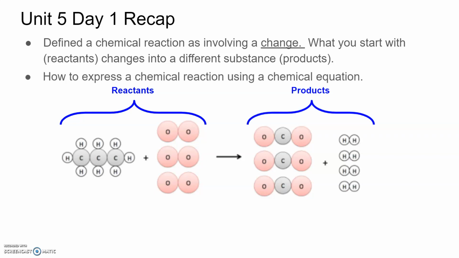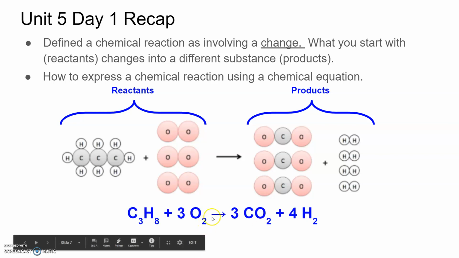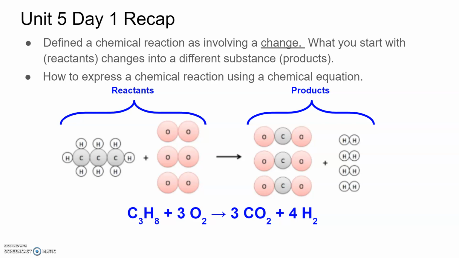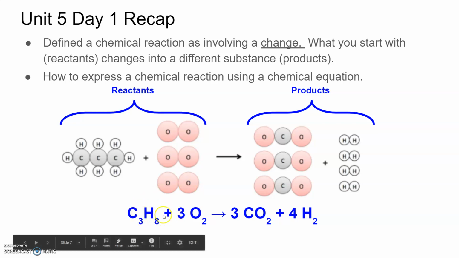We also learned how to express this chemical reaction using a chemical equation. So in a chemical equation like the one shown below, the reactants and products are separated by an arrow, and the arrow points toward the product side. And also you'll notice in the chemical equation that reactants are separated by plus signs. So if you have more than one reactant, use a plus sign to separate them. And the same thing with a product. If you have more than one product, use a plus sign to separate them.